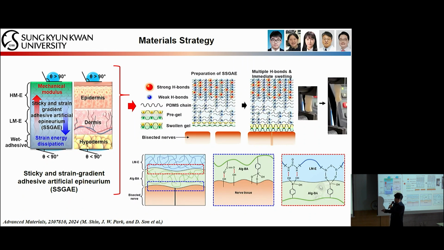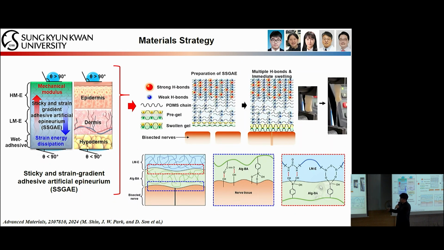So here is our SHA patch. The patch consists of three kinds of layers. Actually, it was inspired by the skin structure like this: stratum corneum, epidermis, dermis, hypodermis. So our patch consists of three kinds of layers. The first one is a wet adhesive hydrogel, and then low modulus and high modulus self-healing layers. So we have three layers.